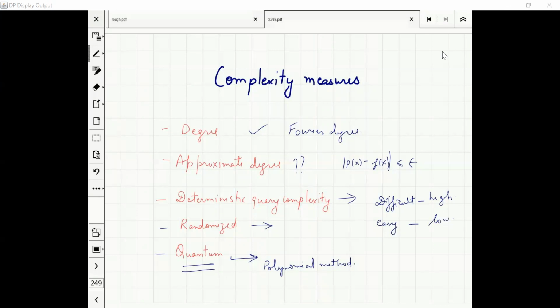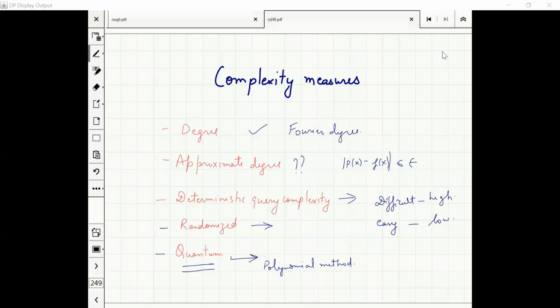And in some sense, this is one of the fundamental problems in this area, to relate these complexity measures. Can it happen that degree is very high, but the approximate degree is very small? Can it happen that the quantum query complexity is very high, but the approximate degree is very small? Or the other way? These are the kind of things we want to look at in the next 2 weeks.